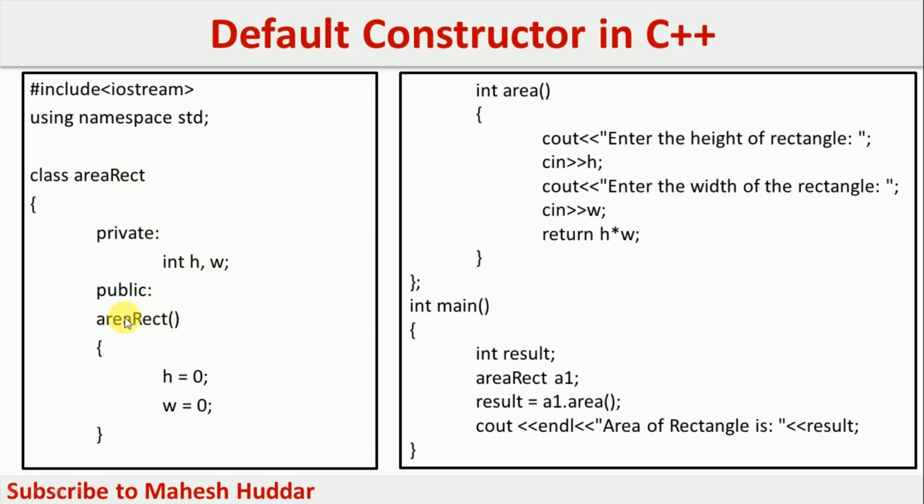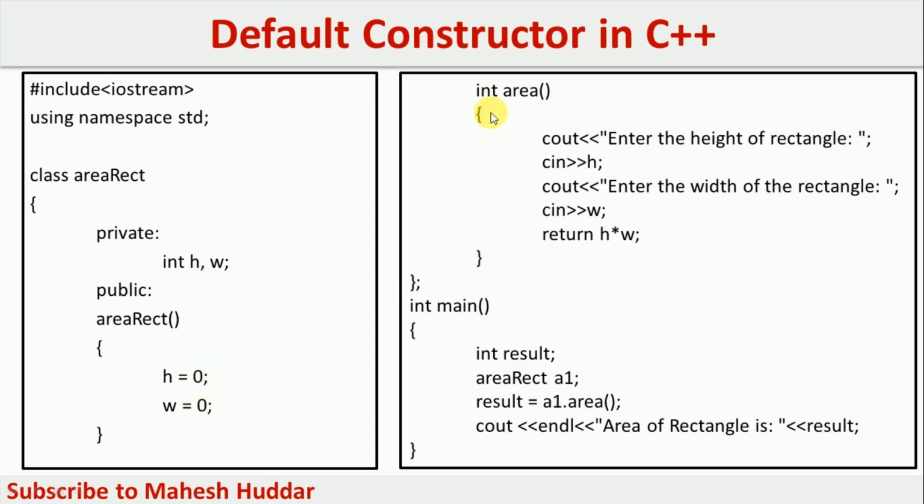You can notice the name of the constructor is the name of the class. It doesn't accept any parameter. Also it does not return any type here. We should not write void either. This is the constructor definition. Within the constructor definition, all the data members are initialized. The first data member is h, which is initialized to 0. The second one is w, which is initialized to 0. You can put any initial values over here.